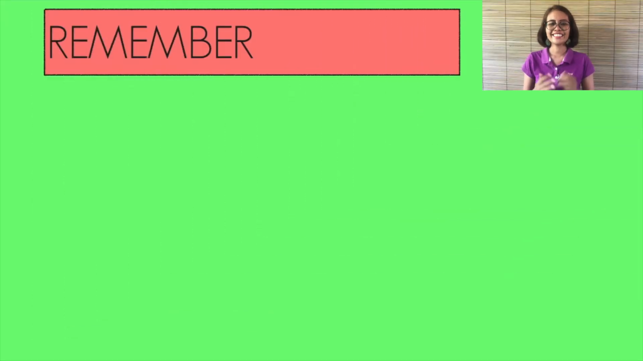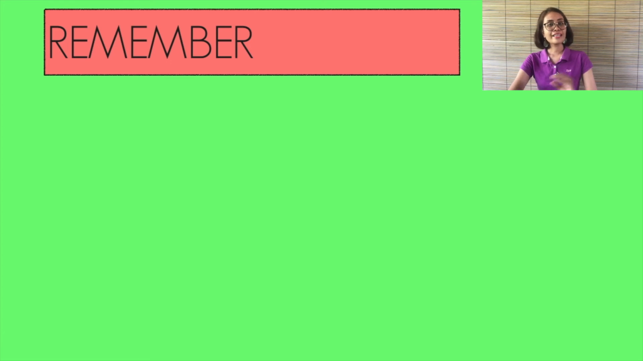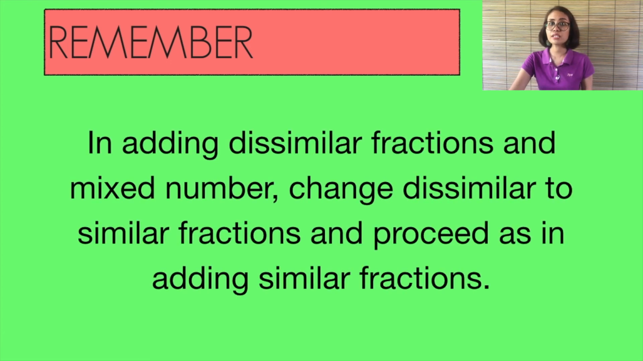All right, now let us continue. Let's remember, in adding similar fractions, add the numerators and copy the denominators. So you do not need to add the denominator, just copy them. And in adding dissimilar fractions and mixed numbers, change the dissimilar to similar fractions and then proceed as you are adding similar fractions.